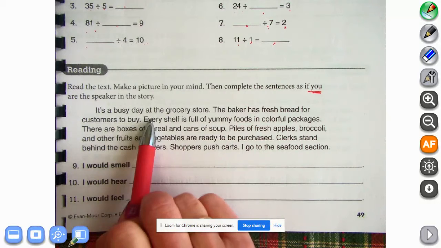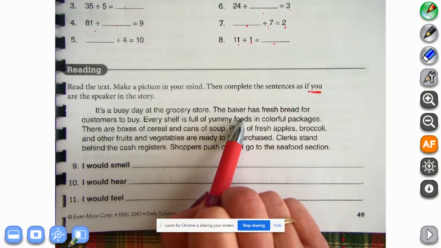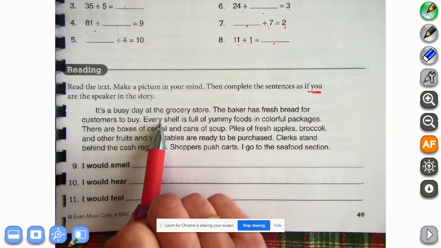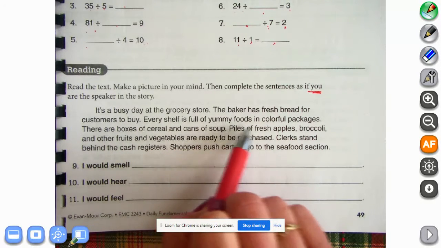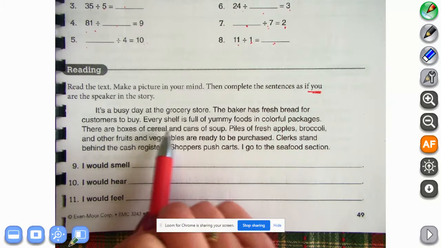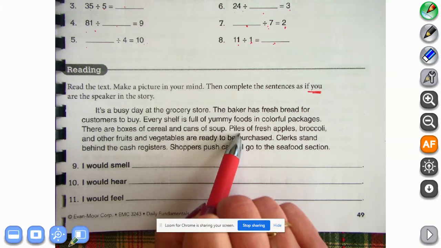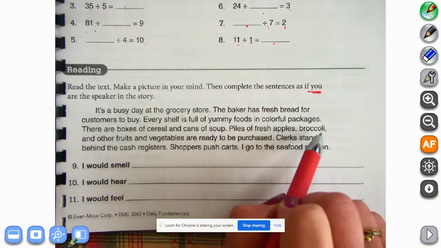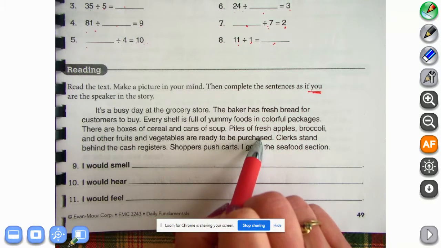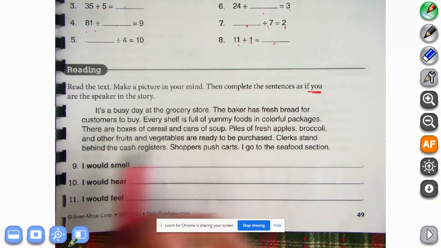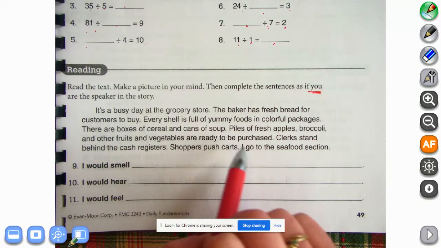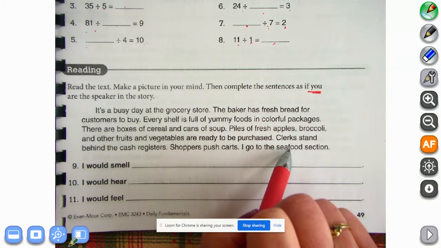It's a busy day at the grocery store. The baker has fresh bread for customers to buy. Every shelf is full of yummy foods in colorful packages. There are boxes of cereal and cans of soup, piles of fresh apples, broccoli, and other fruits and vegetables are ready to be purchased. Clerks stand behind the cash registers. Shoppers push carts. I go to the seafood section.